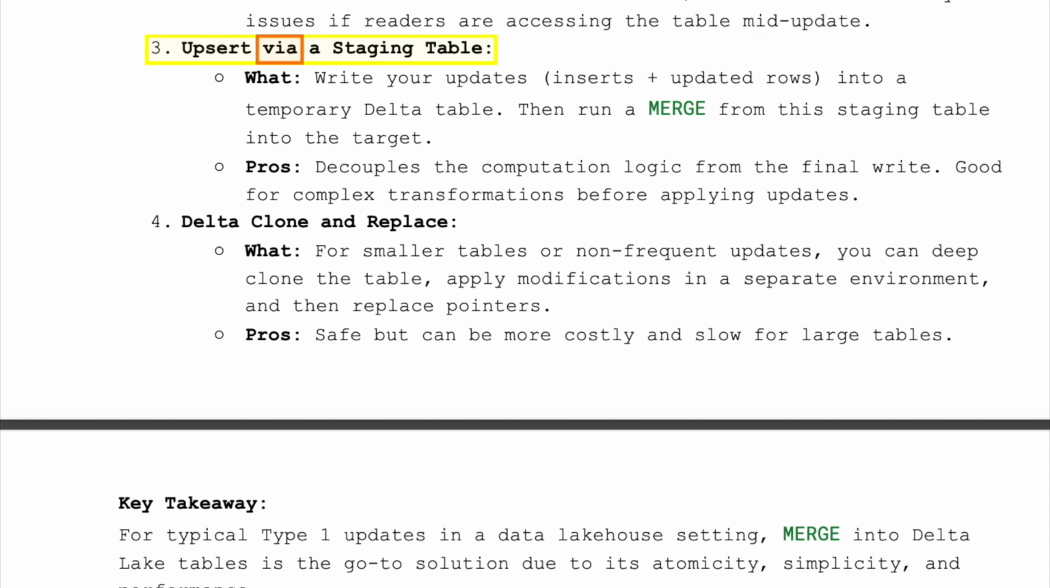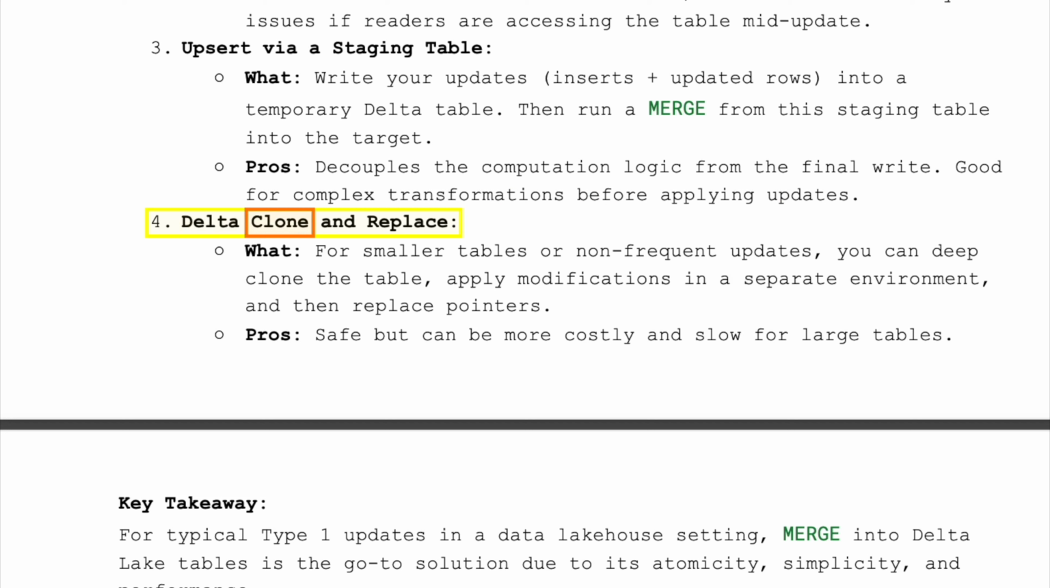3. Upsert via a staging table. What? Write your updates, inserts plus updated rows, into a temporary Delta table. Then run a merge from this staging table into the target. Pros: decouples the computation logic from the final write. Good for complex transformations before applying updates.